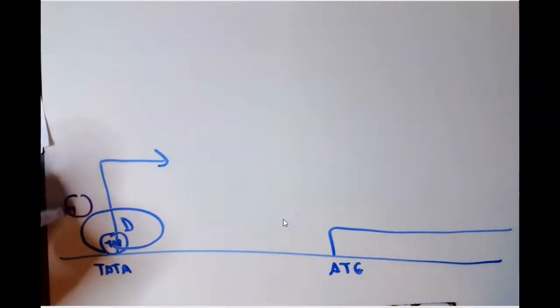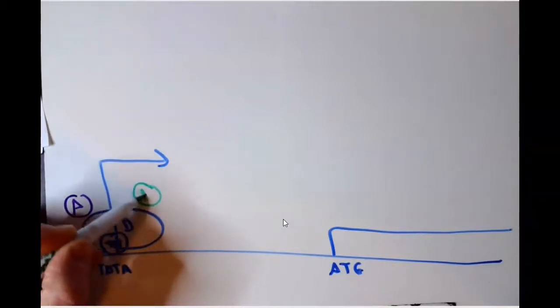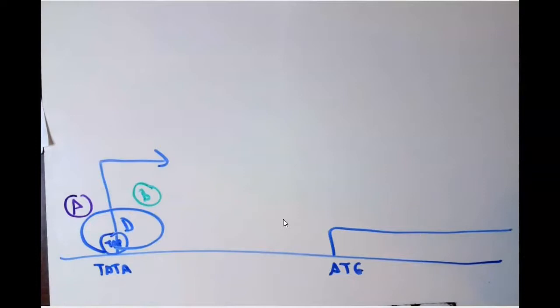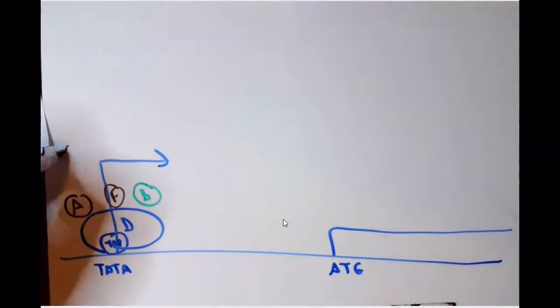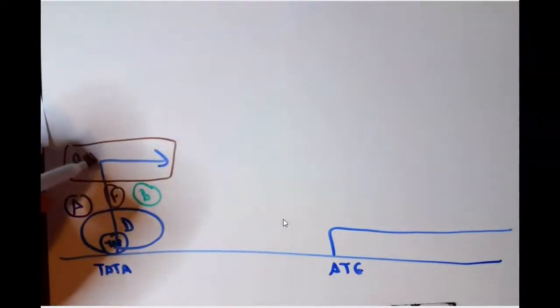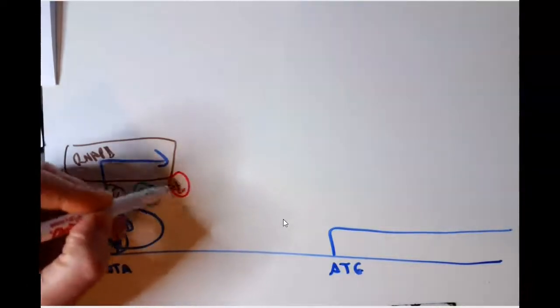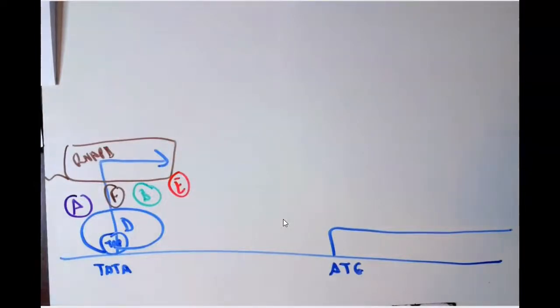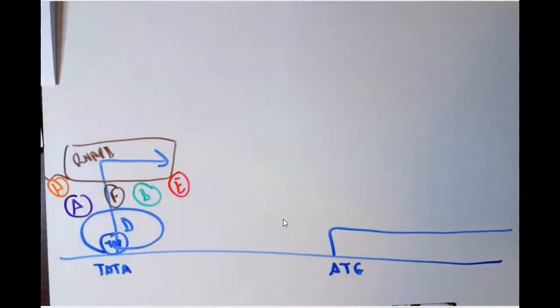TFIID recruits TFIIA, and together TFIIA and D recruit TFIIB. Then F joins the party, but what makes F unique is that it escorts the RNA polymerase II enzyme, which includes its carboxy terminal tail. Next is going to be TFIIE to stabilize this assembly, and finally TFIIH, which usually is recruited back here so it can interact and phosphorylate that carboxy terminal domain.